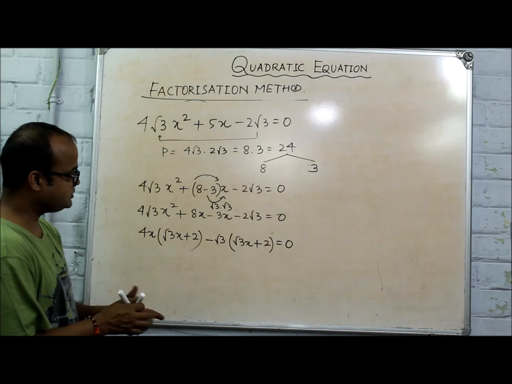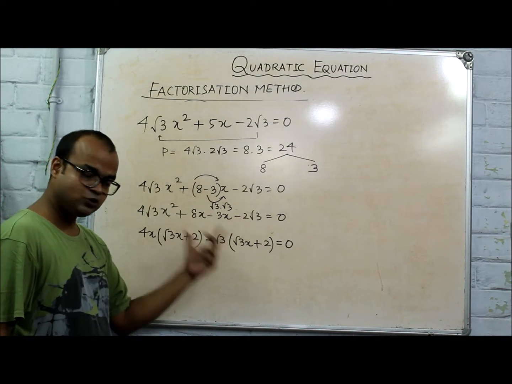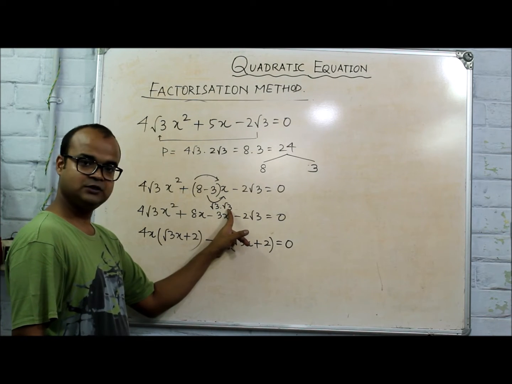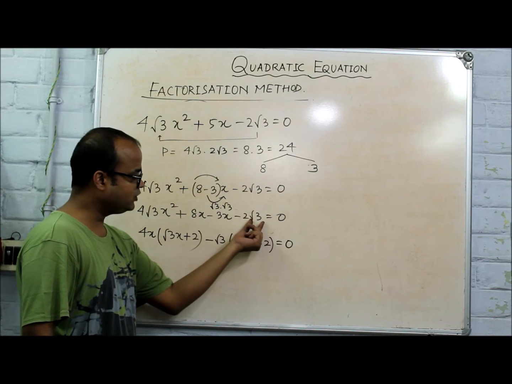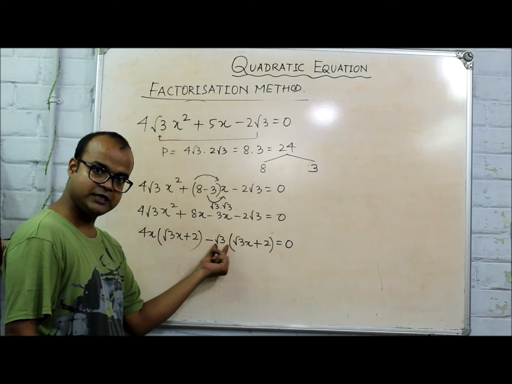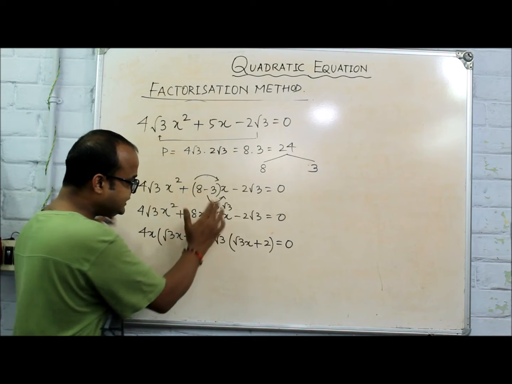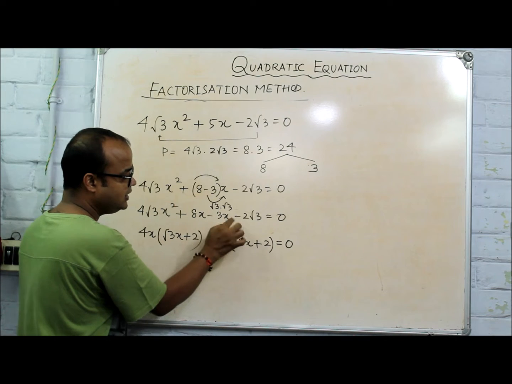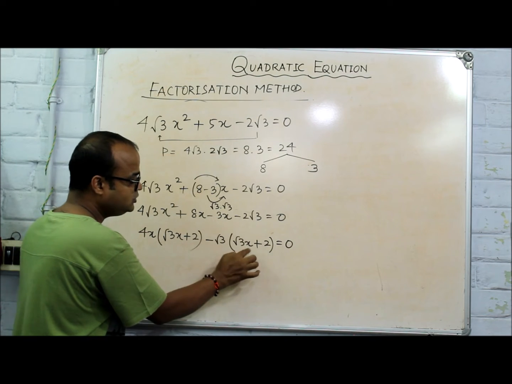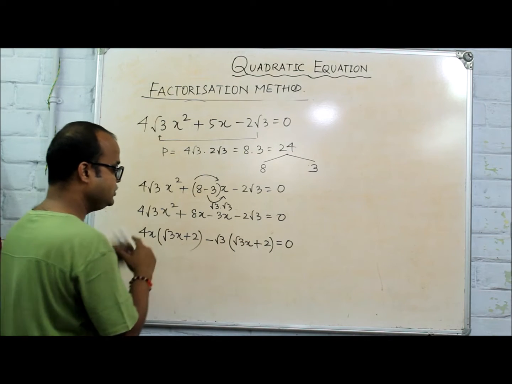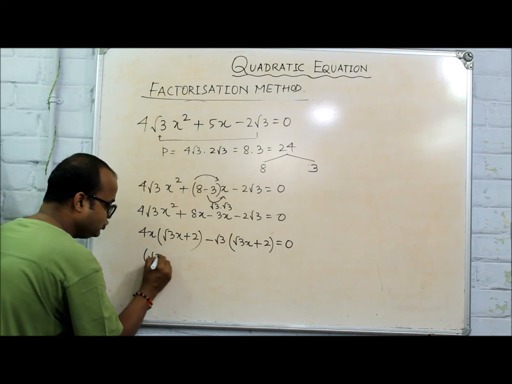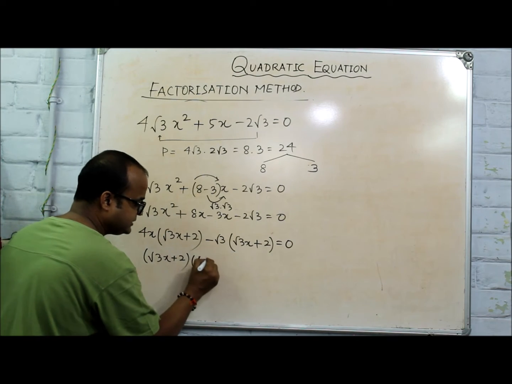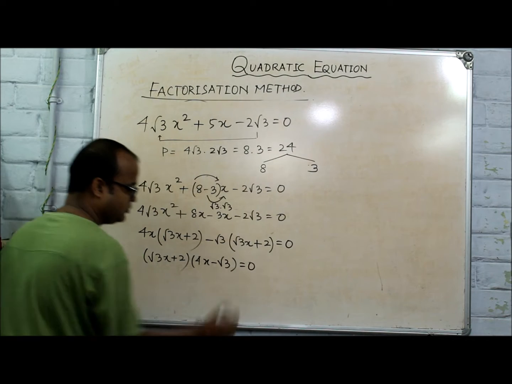Again I am repeating this step. 3. To take that common, we may write 3 as root 3 into root 3. Clear? So see, 1 root 3 is there, 1 root 3 is there. So we can take root 3 as common. So once you take root 3 common, that will leave 1 root 3 into x here, and we are taking minus common. So this sign will change to plus 2 is equal to 0. So from here root 3x plus 2, and these two will become 4x minus root 3 is equal to 0.